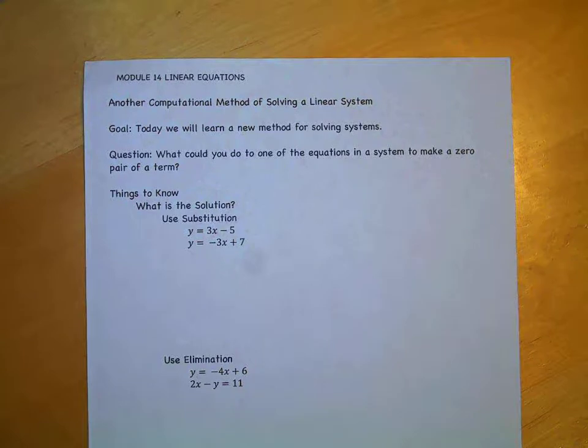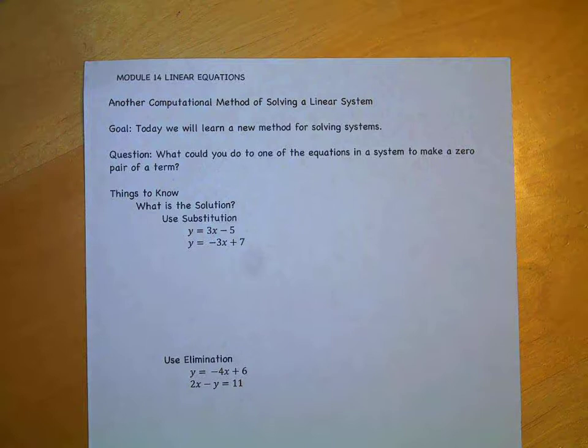Our goal for today is that we will learn a new method for solving systems. The question that I want you to be thinking about in this lesson is, what could you do to one of the equations in a system to make a zero pair of a term? Remembering, zero pair of a term means that you're getting rid of that term from both sides of the equation.